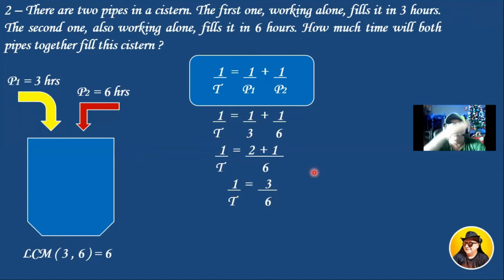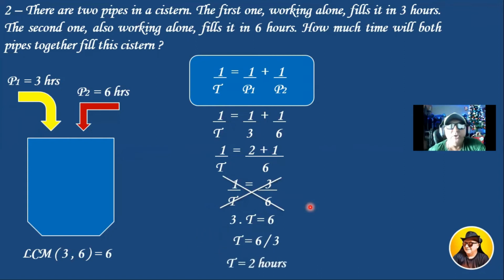Okay, now I multiply in cross this way. 3 times t is 3t. 1 times 6 is 6. So 3t is 6. Now this number 3, which is multiplying, comes to the right side of the equation dividing. So we have that t is 6 divided by 3. That is 2. So this cistern will be completely filled with water in 2 hours.